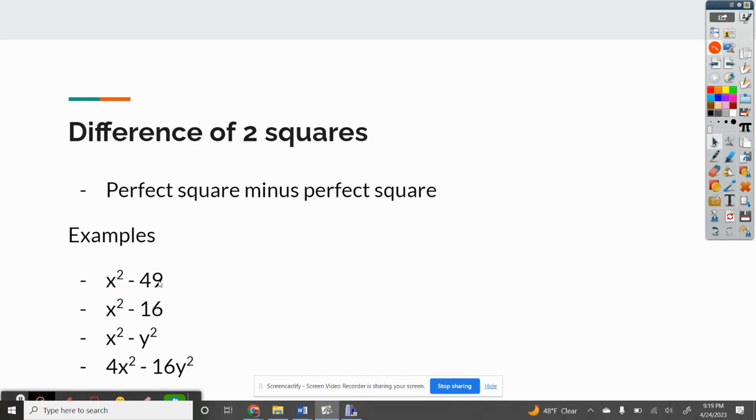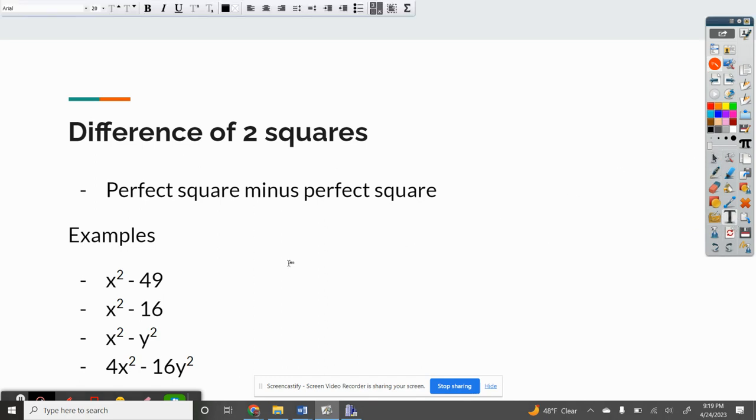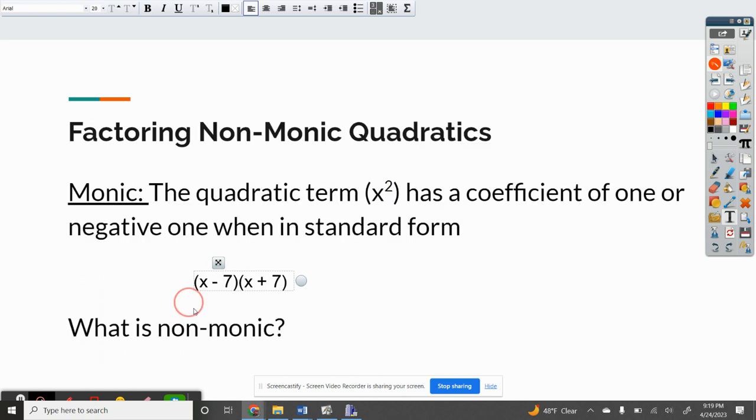The difference of perfect squares, that just means that your middle term is 0, so you have to add to 0. And that just means you have to have the same number, except one's going to be positive and one's going to be negative. All right, so the x squared minus 49 would be 7 and negative 7.